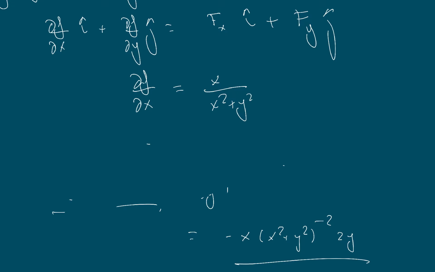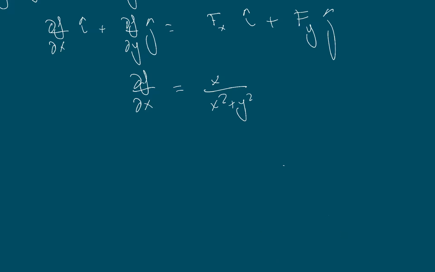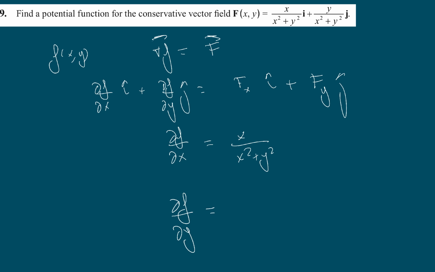And now we have to write the second condition. The second condition to obtain the potential is to write this equation. The partial derivative with respect to y, that is the y component of the gradient, should be the y component of the vector field. So it should be equal to y divided by x squared plus y squared.